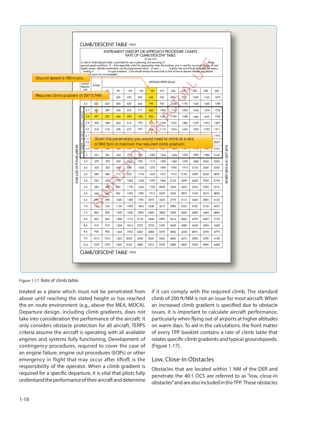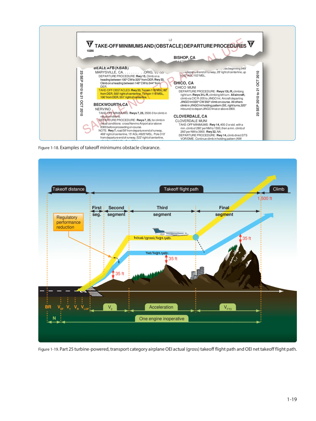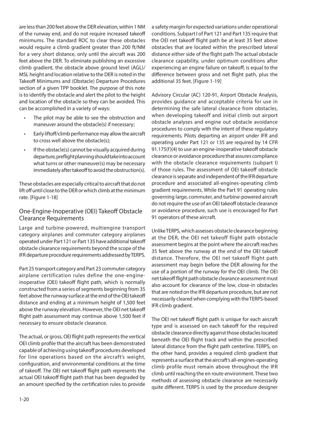Figure 117. Low, close-in obstacles. Obstacles that are located within 1 nautical mile of the DER and penetrate the 40-to-1 OCS are referred to as low, close-in obstacles and are also included in the TPP. These obstacles are less than 200 feet above the DER elevation, within 1 nautical mile of the runway end, and do not require increased takeoff minimums. The standard ROC to clear these obstacles would require a climb gradient greater than 200 feet/nm for a very short distance, only until the aircraft was 200 feet above the DER.